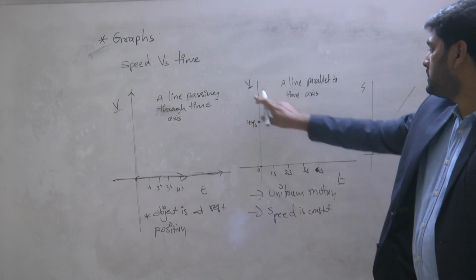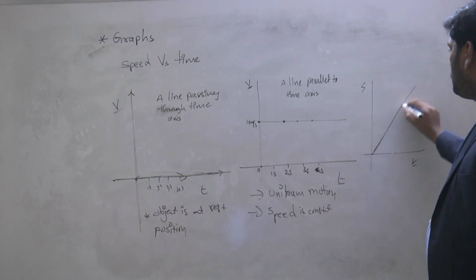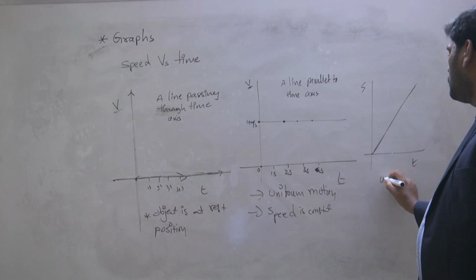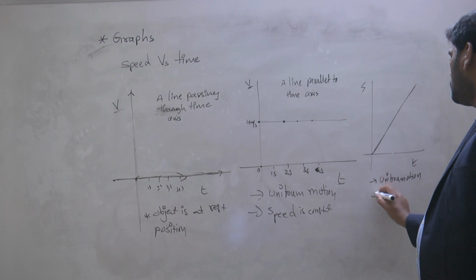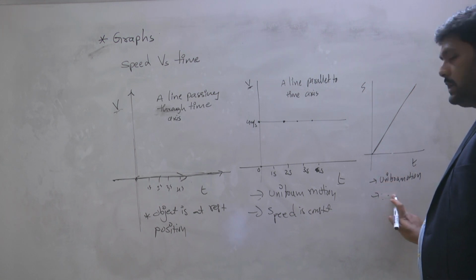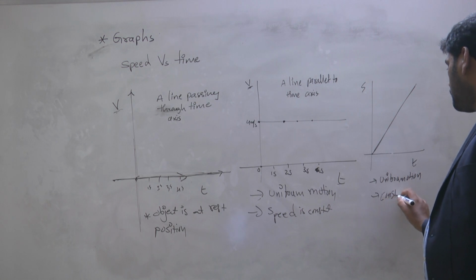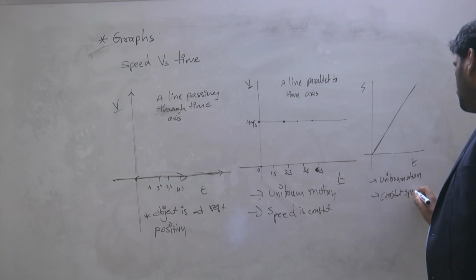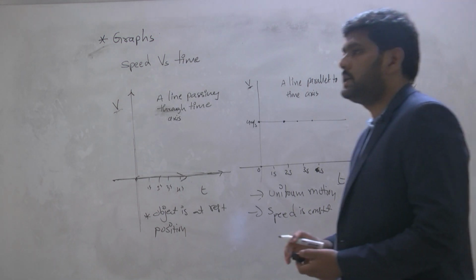This is speed versus time. This is distance versus time. This graph shows uniform speed, uniform motion. Okay. Uniform motion means constant what? Constant speed. So for example, in an objective type they may ask this way.